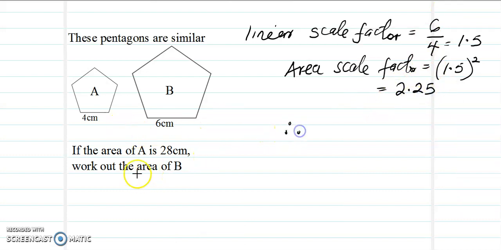So the area of B, since the area of A is 28, the area of B will be 28 multiplied by the area scale factor. Okay, so the area of B will now be what? 28 multiplied by the area scale factor. So that gives us what?